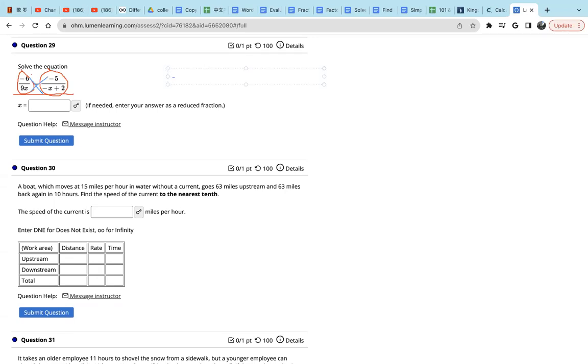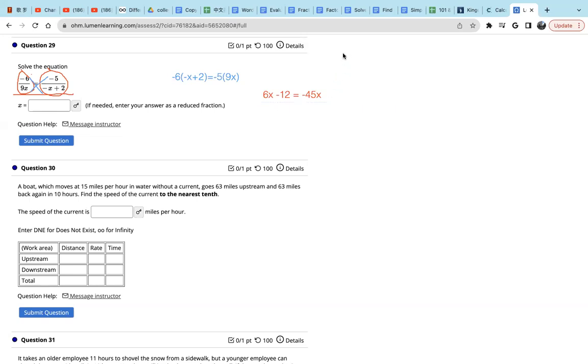So we get -6 times (-x plus 2) equals -5 times 9x. Then we can simplify this. -6 times -x is positive 6x. -6 times 2 is -12. Then -5 times 9 is -45x.